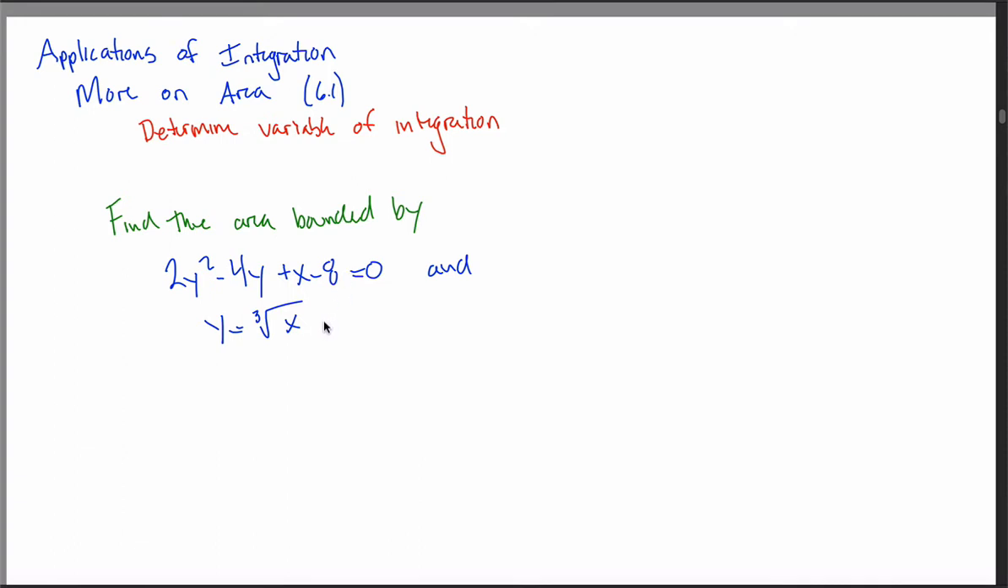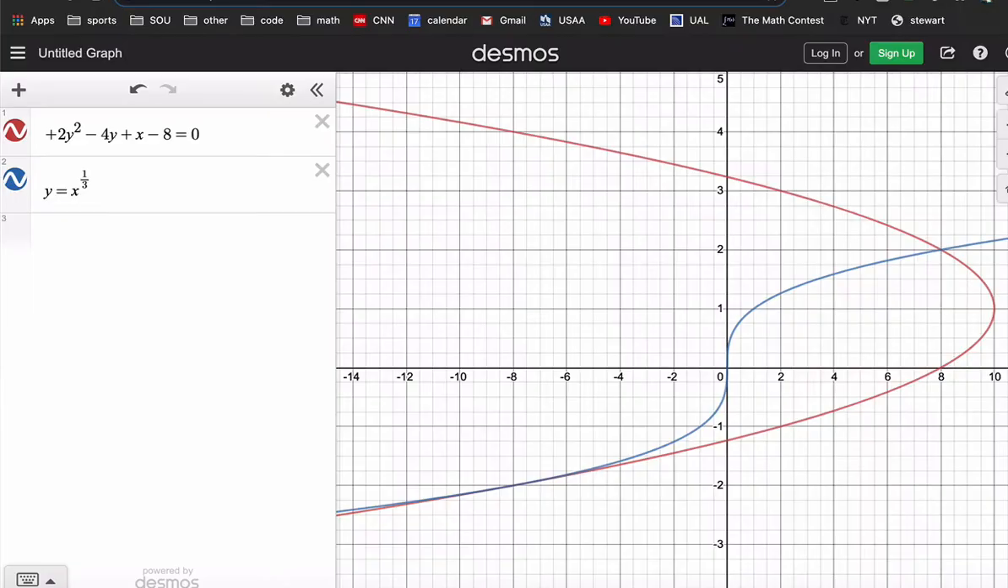And you're like, but what if I don't have a graphing calculator? If this is ever a test, I'll provide you with the graphs. I'll go into Desmos and I'll graph the two functions just like I did here, and I will show you exactly this. So what you want to be able to do is analyze this picture and tell from this picture what your variable of integration needs to be. So in blue, I have the curve y equals the cube root of x, and in red, I got 2y squared minus 4y plus x minus 8 equals 0.